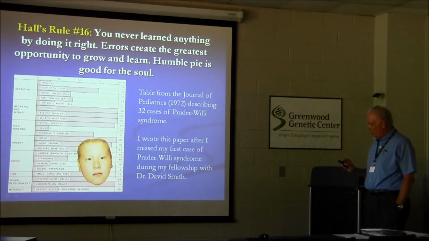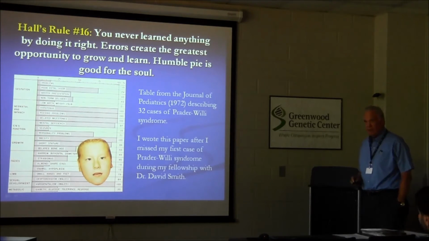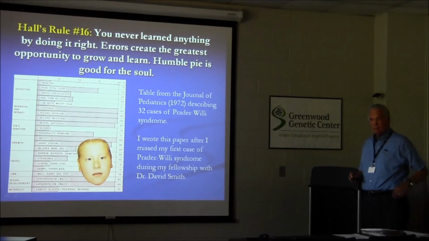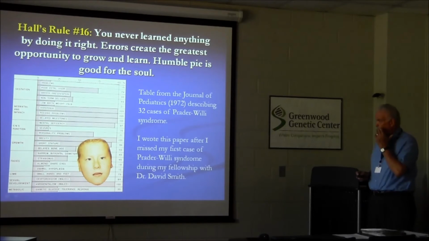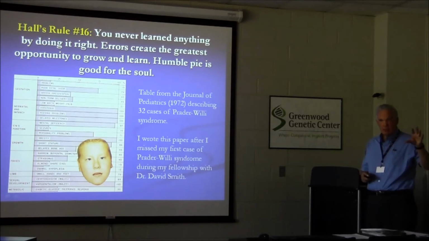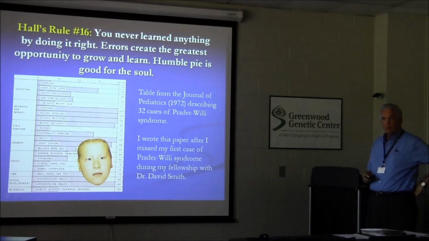Here is a chart of 32 cases of Prader-Willi. When I went to be a fellow with David Smith in Seattle, the first week I was there, he gave me a patient with a multiple anomaly syndrome. This patient had hypotonia, was a little bit overweight, at about a year of age, and had unusual eyes. I recognized the small hands and feet, I recognized all the features, but I didn't have a clue as to what it represented.